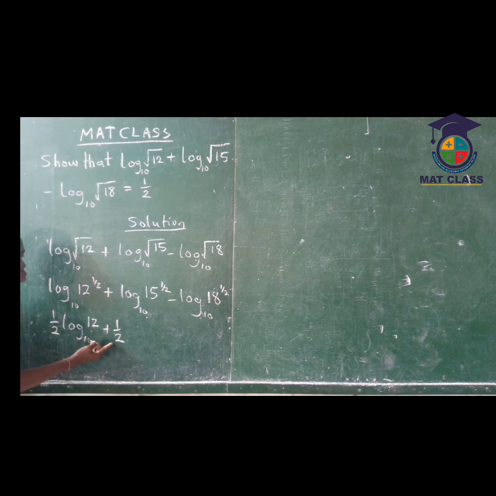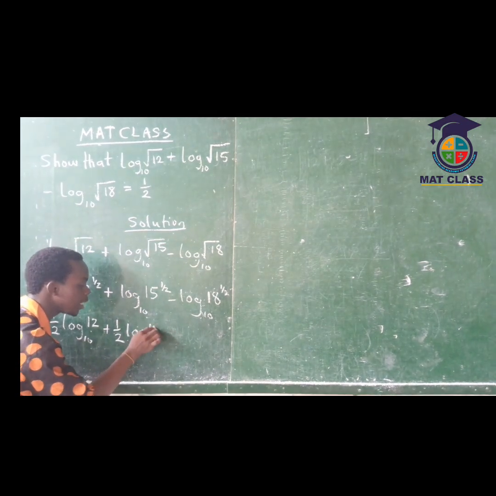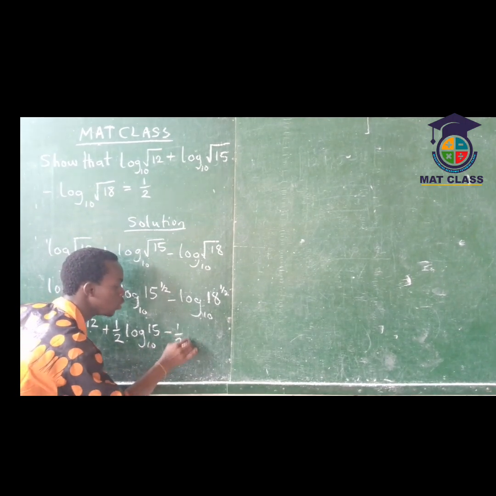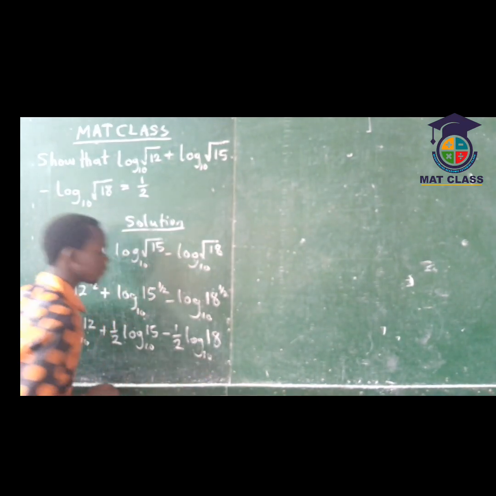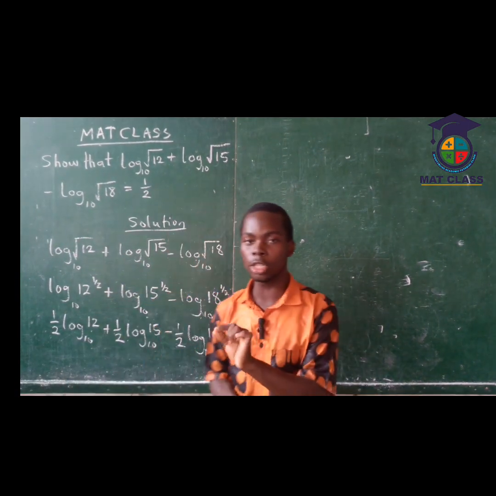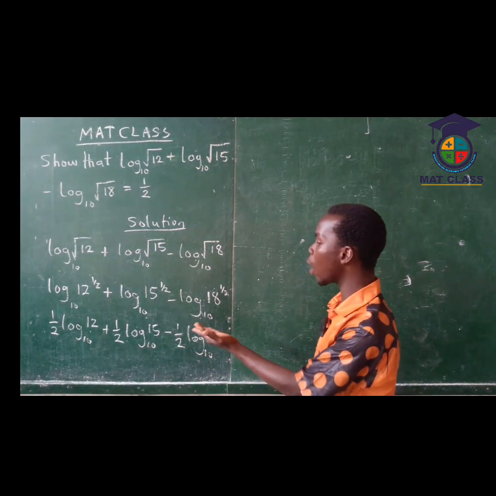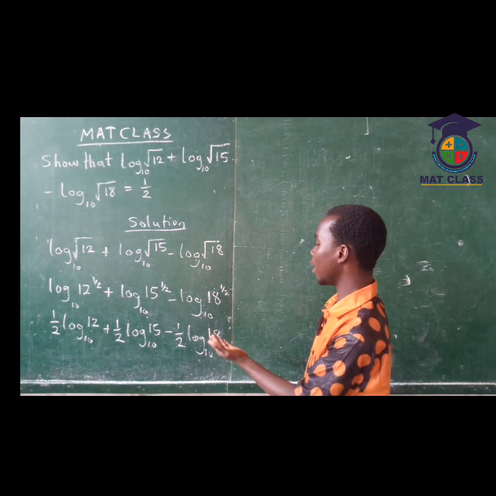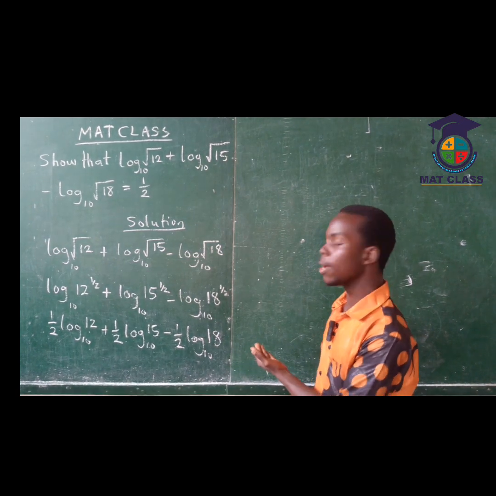Where did I get my 1/2? It is the power of 15. I'll now write the log of 15 base 10 minus 1 over 2 the log of 18 base 10. After I have done something like this, there's still something that you are going to do. What is that thing? If you look at the question given to us, they say 1 over 2 log of 12 base 10 plus 1 over 2 log of 15 base 10 minus 1 over 2 log of 18 base 10.